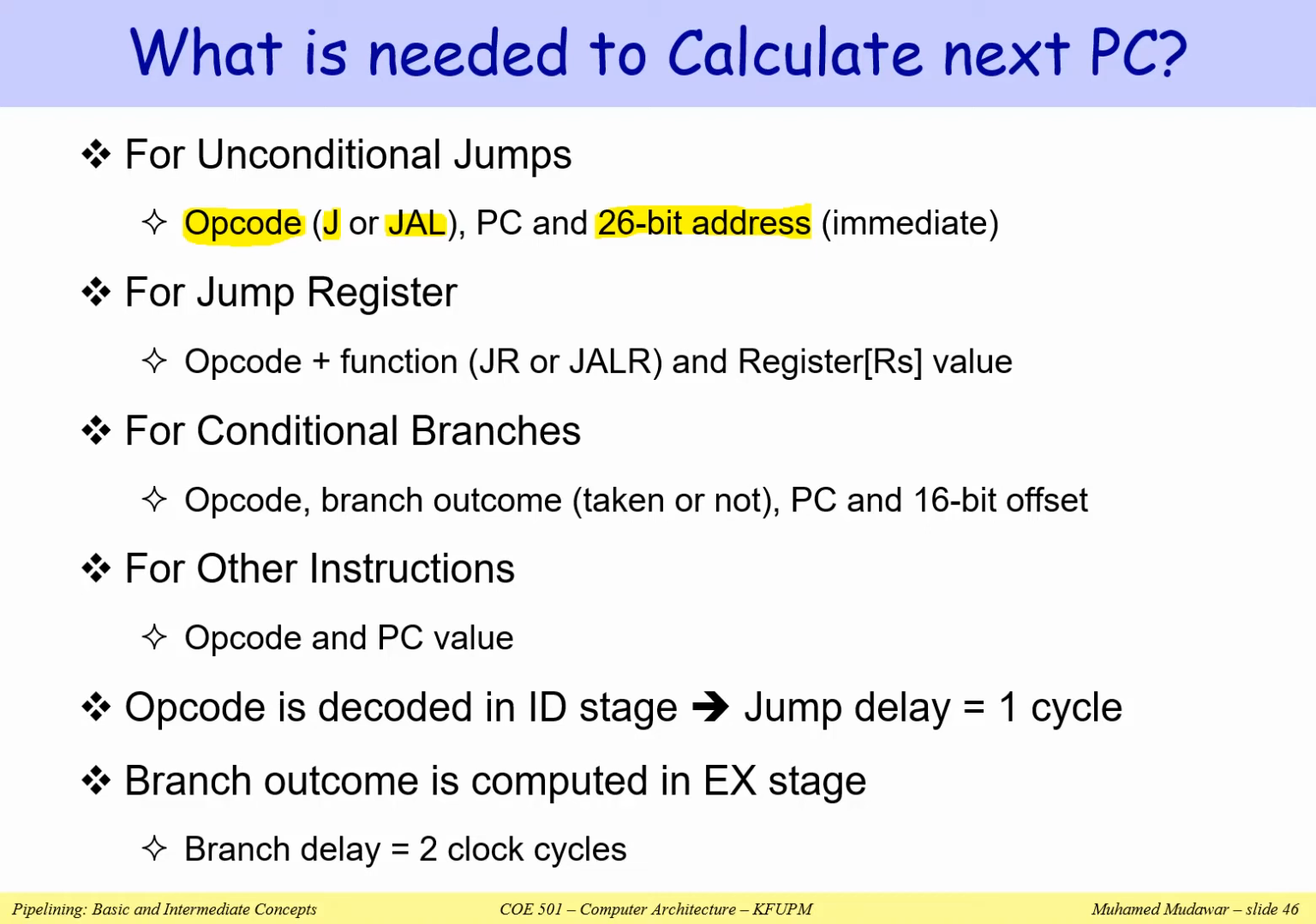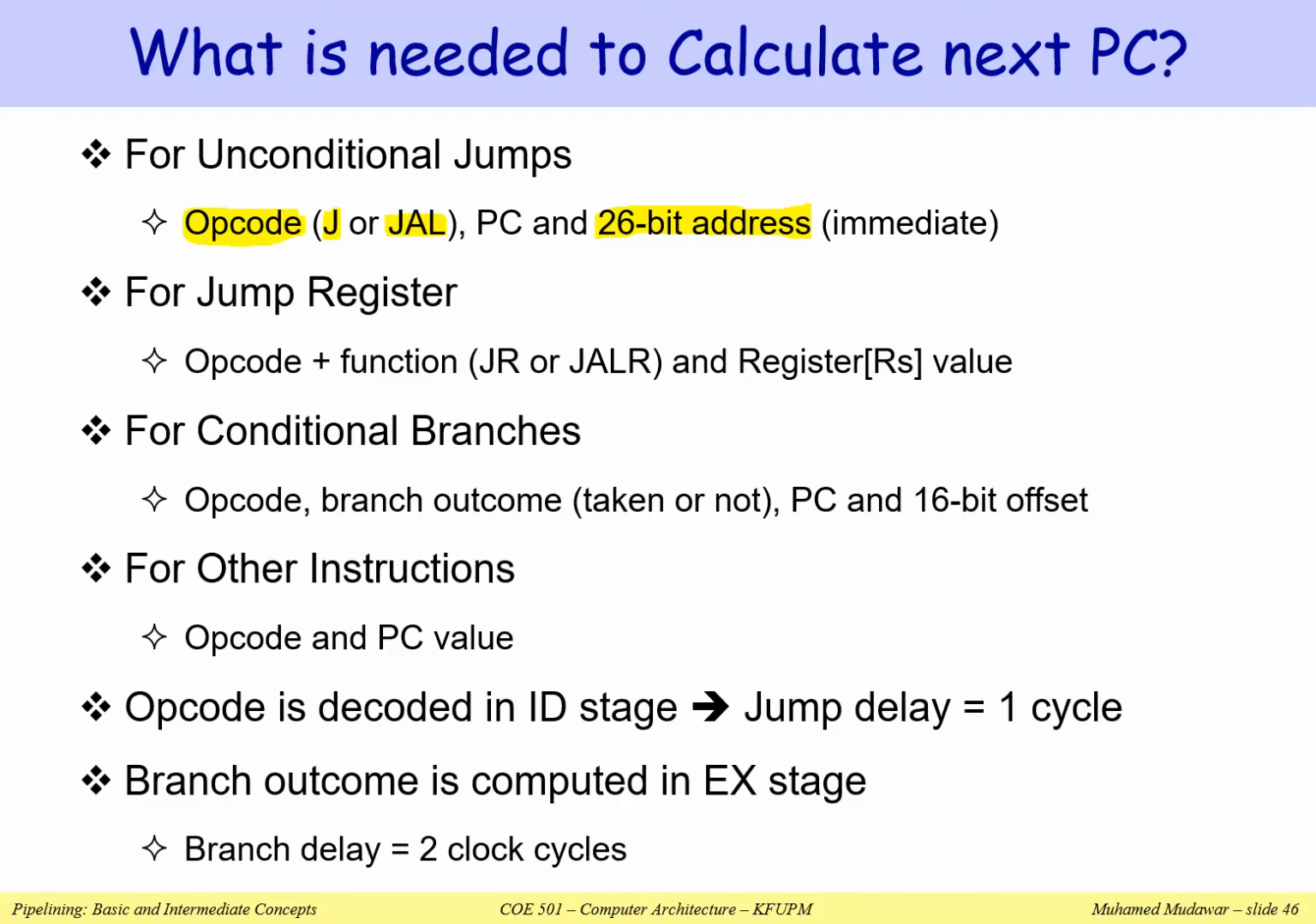The difference between jump and link is that jump and link is going to save the return address, which is the address of the next instruction in memory. This will be PC plus 4. So the value of PC plus 4 will be saved in register R31. It's always R31. This is implicit in the jump and link instruction.